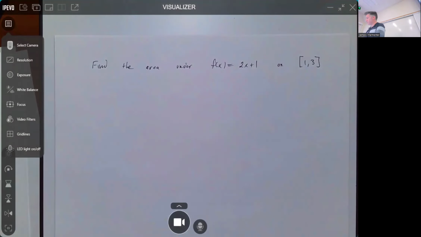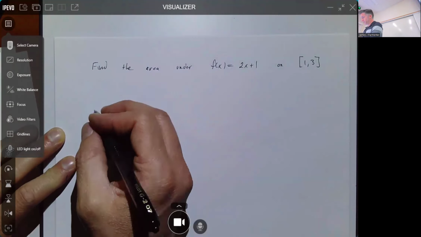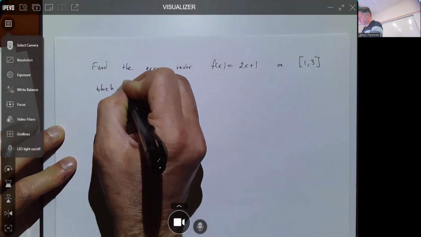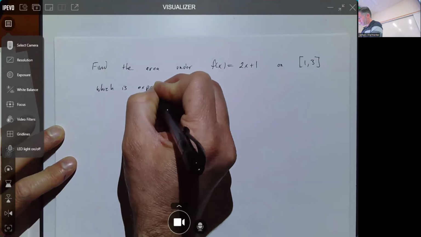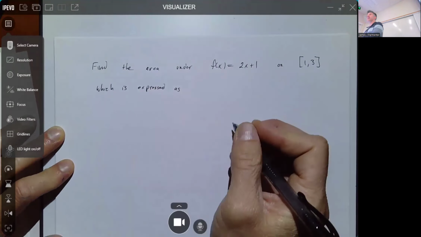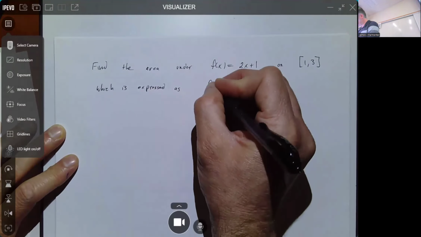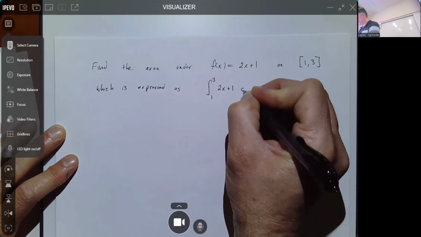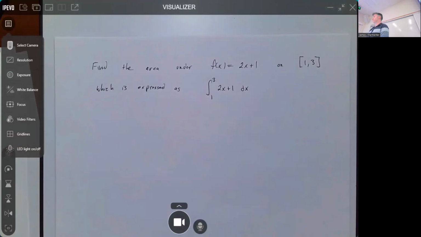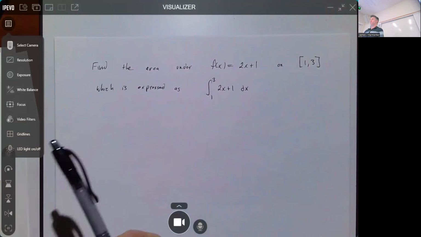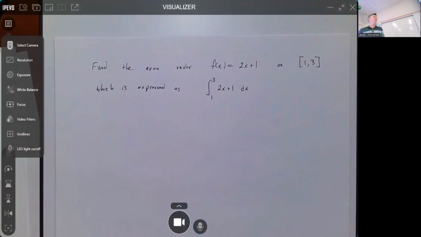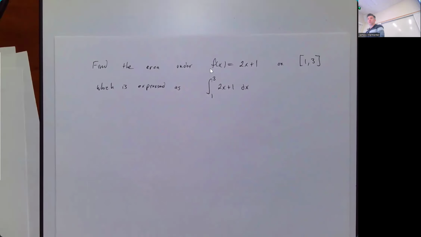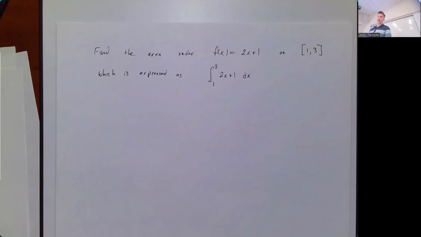Okay. Which we're going to write in the following way, which is expressed as the following definite integral. The integral from 1 to 3 of 2x plus 1 dx. There's a reason for this notation, which we will get into later on when we talk about the fundamental theorem of calculus. But for now, when you see this, you should just think, okay, they're asking me to find the area under that curve between x equals 1 and x equals 3.